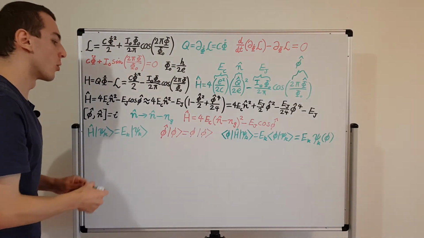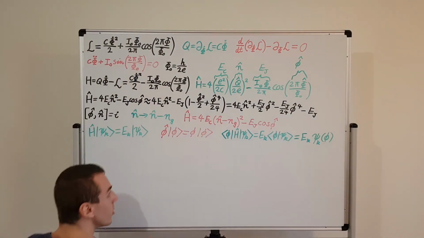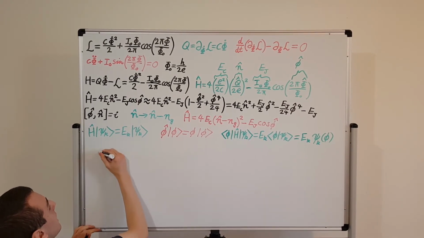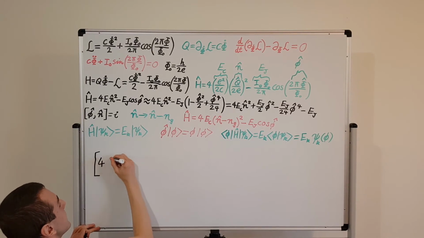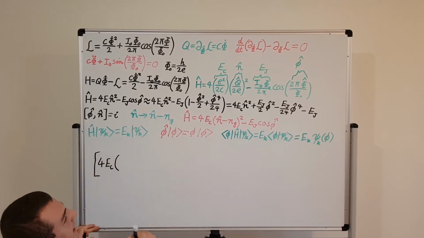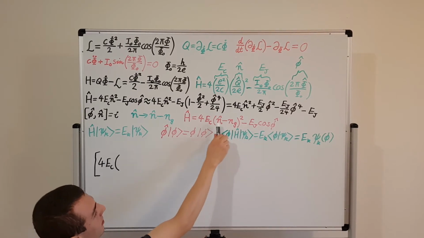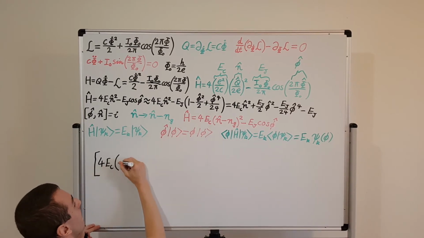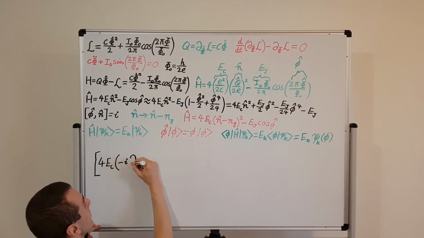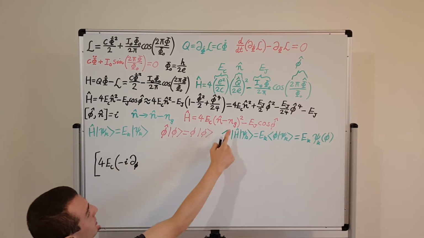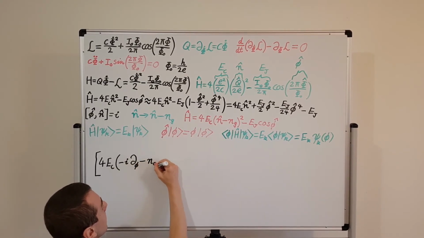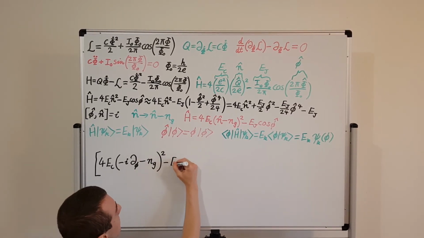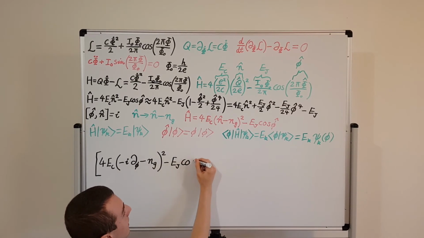So let's write this out in full. What is it actually going to look like? Well, we're going to write this Hamiltonian out in full. We're going to have 4E_C multiplying, so what's going to happen inside here? This is analogous to the momentum, so it's actually going to be a derivative. It's going to be minus i times a derivative with respect to phi. And then we also have this constant, minus n_g, and we want to square all of this. Then we want to subtract off E_J times the cosine of phi.